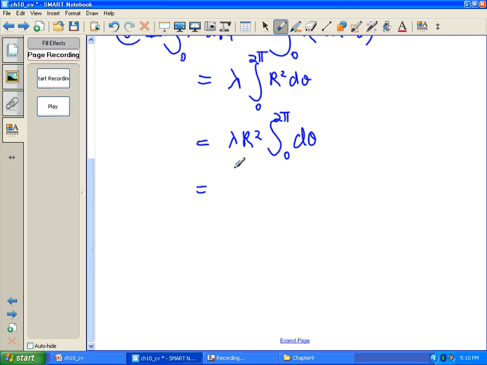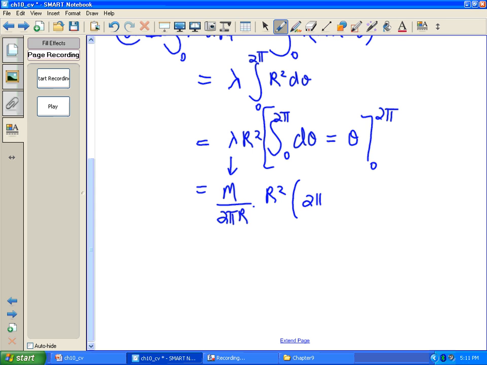Well, let's see. Lambda, we said earlier, is capital M, the total mass, over 2 pi r. Multiply that by r squared. The integral of d theta is nothing more than theta. And theta runs from 0 to 2 pi, which gives us the value of 2 pi from the integral.